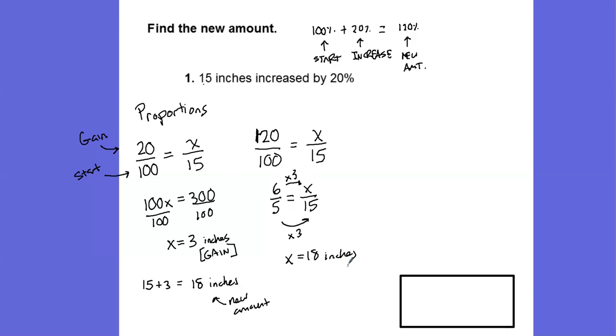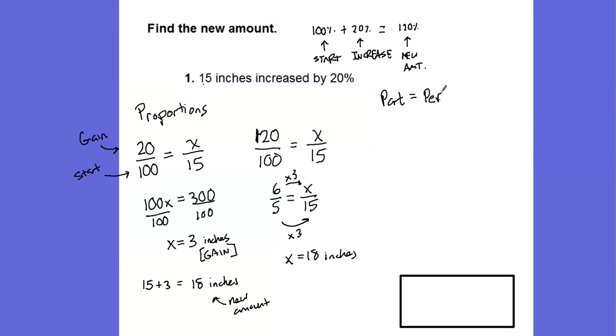Now, let's look at it another way. Let's use the percent equation idea. So we know from our old stuff that our part was equal to some, let me rewrite percent there.